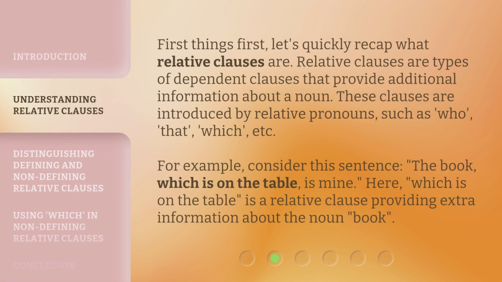First things first, let's quickly recap what relative clauses are. Relative clauses are types of dependent clauses that provide additional information about a noun. These clauses are introduced by relative pronouns, such as who, that, which, etc. For example, consider this sentence. The book, which is on the table, is mine. Here, which is on the table, is a relative clause providing extra information about the noun, book.